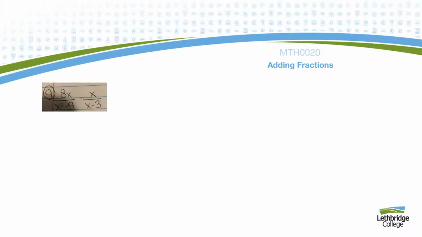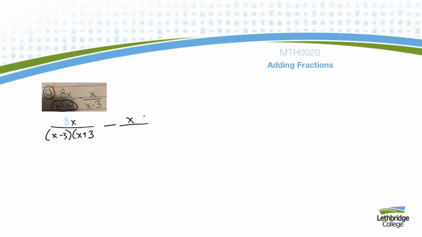All right, in this question we're asked to simplify these fractions or add or subtract them. In order to do that with any fractions, you need to have a common denominator. So in that first one, we need to factor it in order to be able to see what the common denominator is. This is a difference of squares, so I can write it as x minus 3, x plus 3.